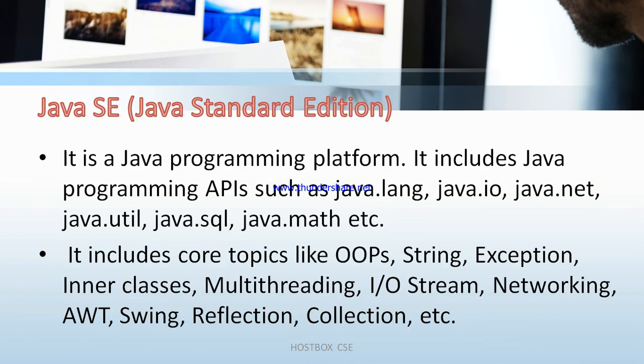So, Java platforms. What is Java Standard Edition? It's a Java programming platform. It includes the Java programming API, the application programming interface, such as java.lang, java.io, java.net, java.util, java.sql for database connectivity, and java.math for mathematical functions. It also includes the core topics like OOPS concepts, that is object oriented programming, string, exception, inner classes, multi-threading, IO stream, networking, AWT, swing, reflection, collection, etc. So these are the topics we are going to see.